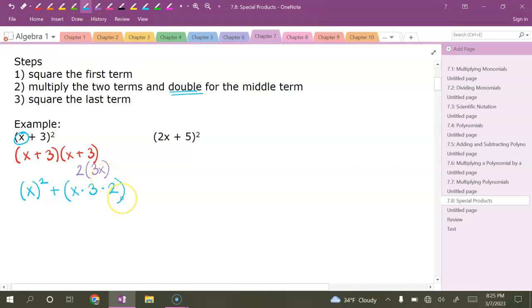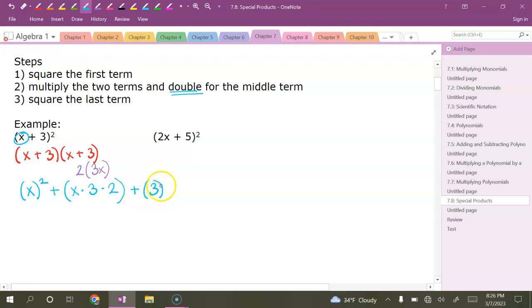Sometimes I feel like for some students it helps for them to see 2 terms specifically being multiplied and then also multiplied by that 2. But if what I wrote up here, the 2 and then in parentheses with 3x, makes sense to you, then you can always write it that way as well. Okay, and then step 3 is to square the last term. The last term is that 3 at the end of the parentheses, so we're going to do plus.